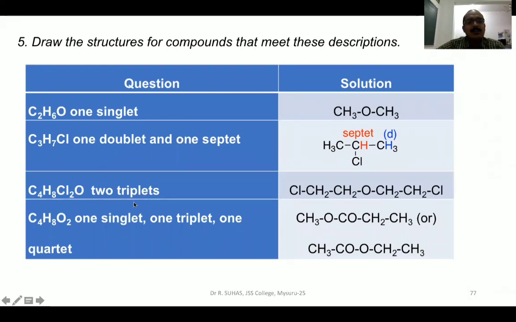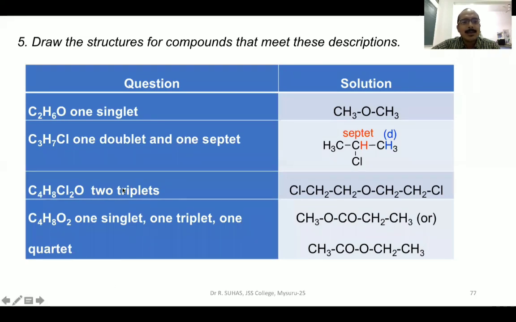C4H8Cl2O. It is showing two triplets. So two triplets and only one oxygen. It indicates the presence of a symmetric molecule. Maybe this compound belongs to the ether type. We will see what it is. So put oxygen in the middle. Two triplets. Triplet means you should have two neighboring protons. CH2, CH2 type.